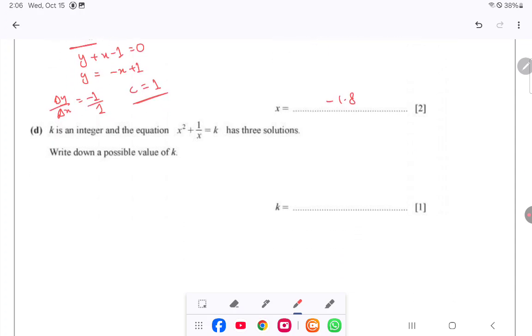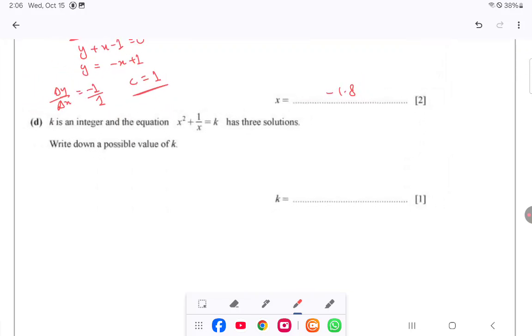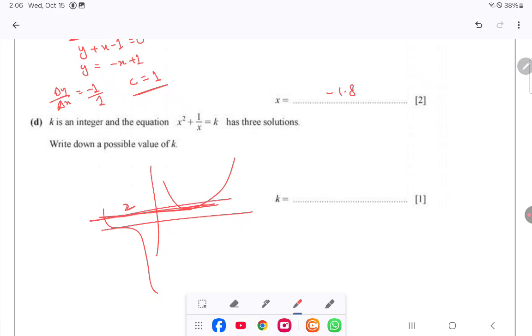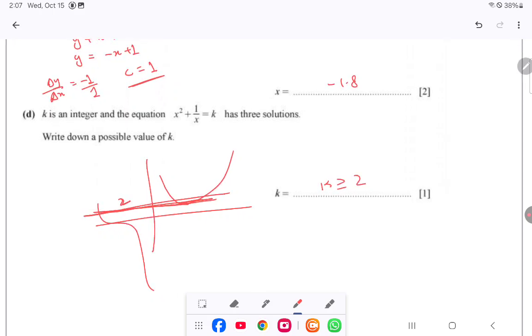Now k is an integer and the given equation has three possible solutions. Write down the possible value of k. So when we form our graph, which is something like that, this is the highest value for both of the graphs, which is 2. So this is the lowest value of k, which is 2. So any value greater than 2 will be considered as our integer k. So we can say that k is equal to or greater than 2 will be considered our integer of the equation having 3 solutions.